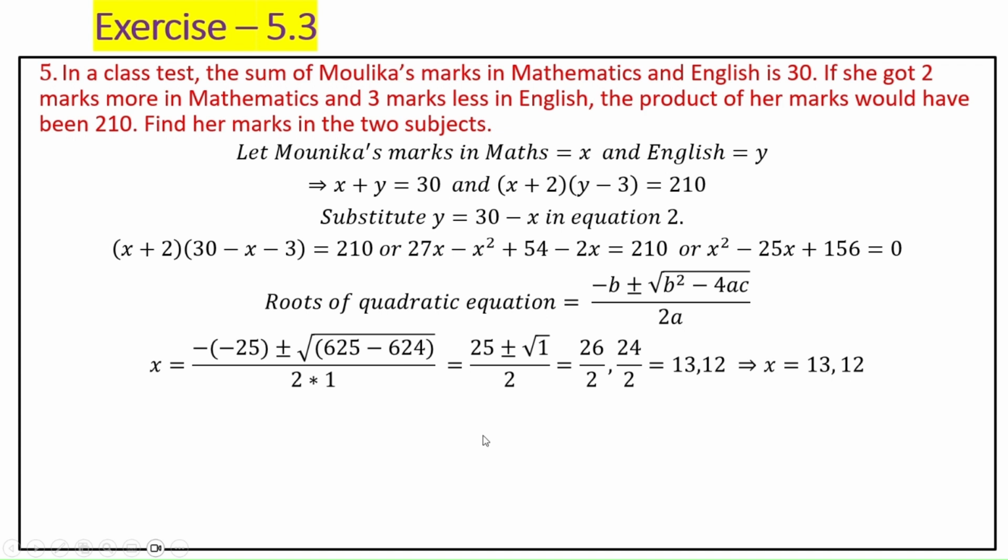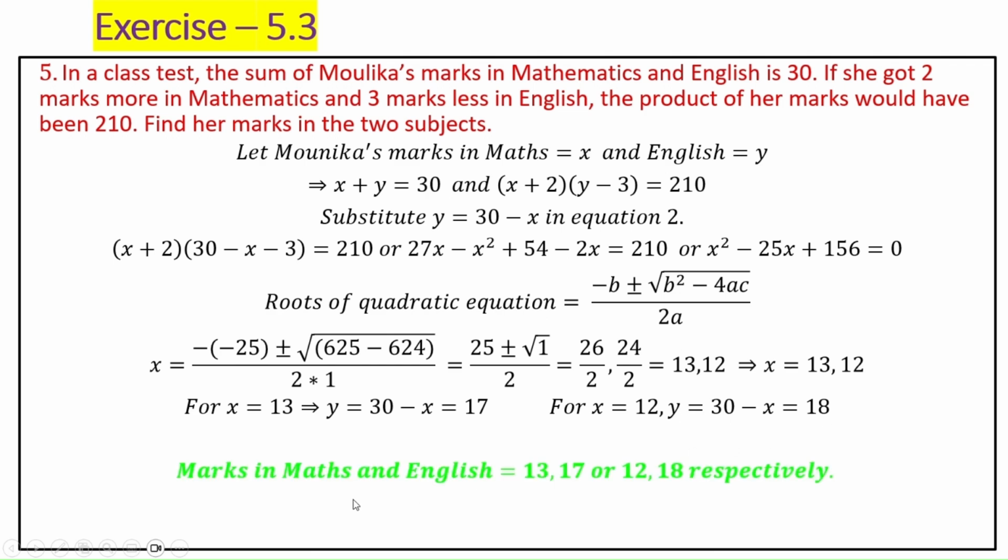These two are possible. If x equal to 13, y, that is marks in English, is 17. If x equal to 12, then marks in English is 18. So marks in maths and English are 13 comma 17 or 12 comma 18 respectively.